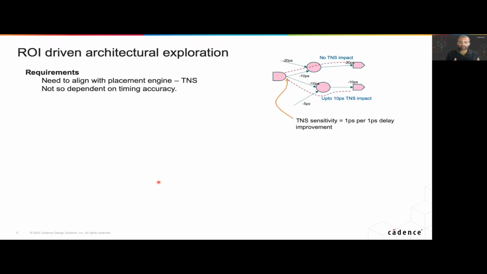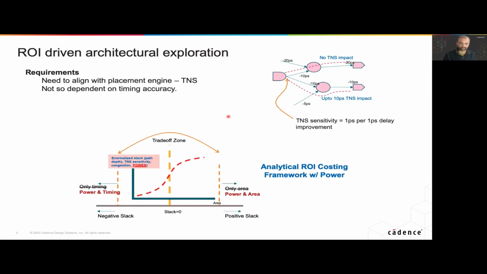At Cadence, we've been working on developing this ROI-driven architectural exploration, and the idea is very basic and very simple. We want to align whatever optimizations we make at the HLO level with the next big step in the digital implementation flow, which is placement. We know that placement really cares about TNS. So a lot of what we do is aware of TNS, but it's also aware of what we call TNS sensitivity, which is a measure of how much improvement in TNS you can make by getting a small improvement at a particular node in your graph. So if I make a 1 picosecond improvement here, will I get a 1 picosecond improvement there, etc.? That is the simple metric that we use to drive architecture exploration.